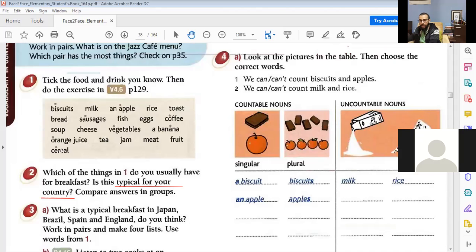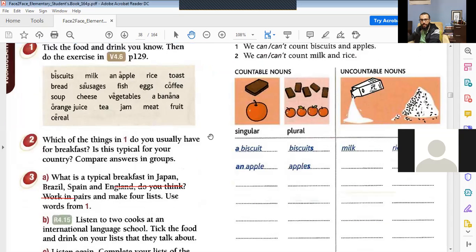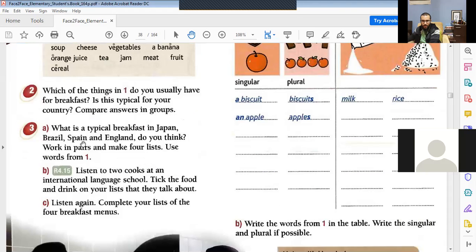A few people have cereal like cornflakes, not a lot of people. Some people also like jam and honey. Some people like cheese. So this is a typical breakfast in Libya. We also talked about a typical breakfast in Sudan. And then we talked about a typical breakfast in Brazil, in Spain, England, and Japan.